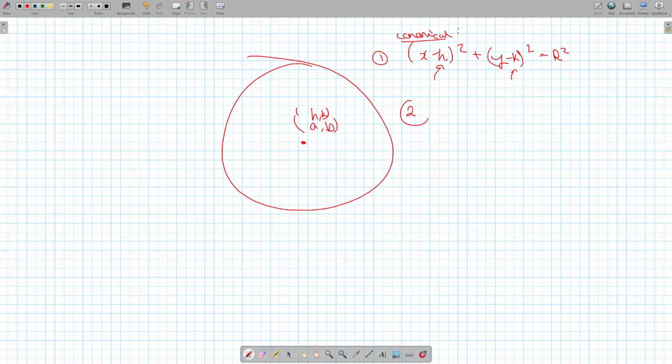The other form is called standard form. Wait, no, sorry. It's x squared plus y squared plus ax plus by plus c is equal to 0. And this one comes with some formulas. The center, if you want to get it from here, is a over negative 2, b over negative 2. And the radius is root of a squared plus b squared minus 4c.